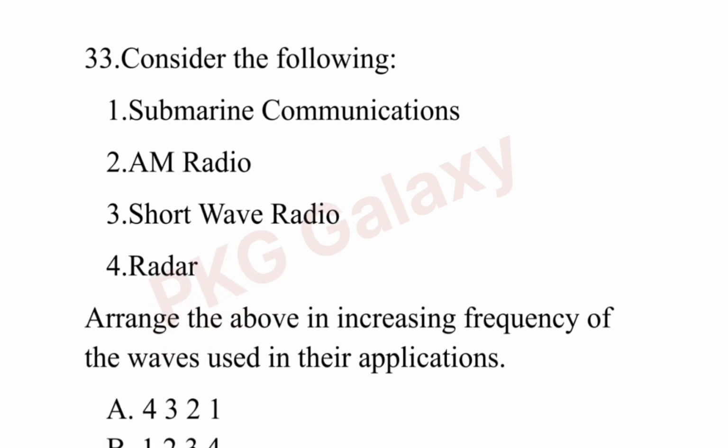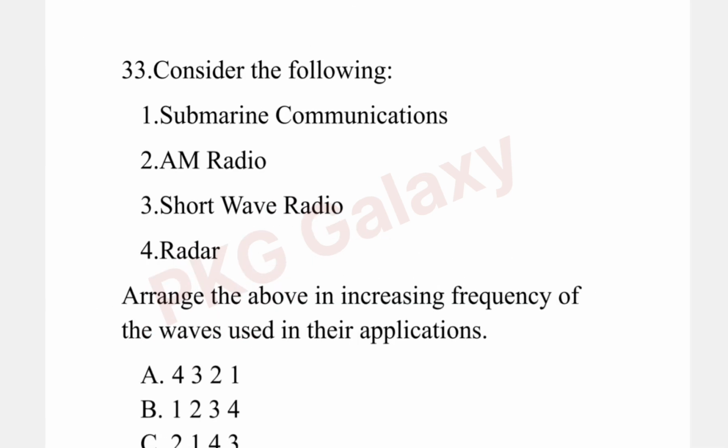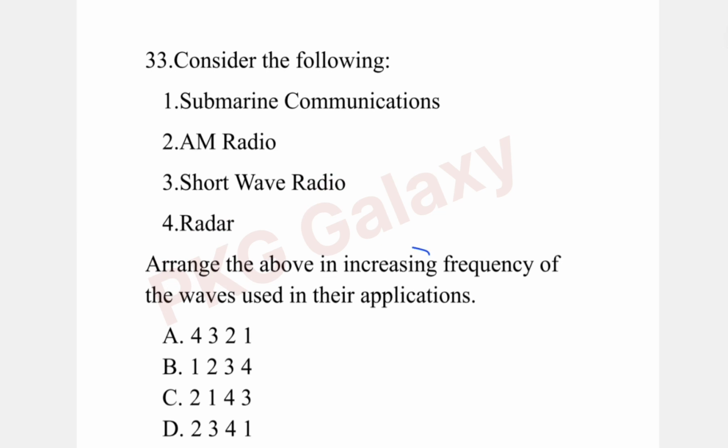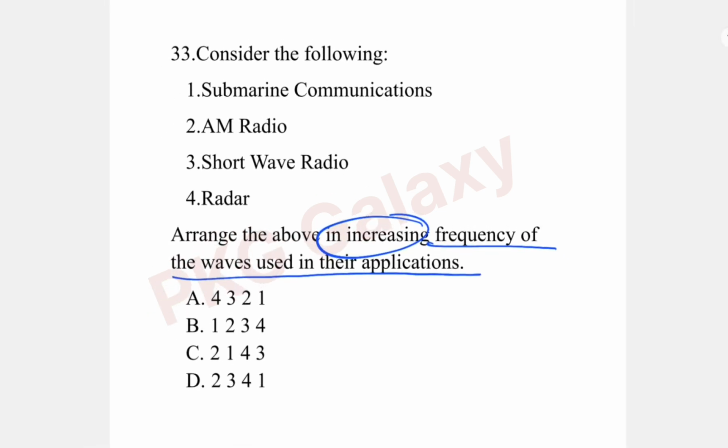Next question. Consider the following. First one, submarine communication. Second, AM radio. Third, shortwave radio. And 4, radar. So arrange the above in increasing frequency of the wave used in their applications. So the correct answer is option B, 1, 2, 3, 4.